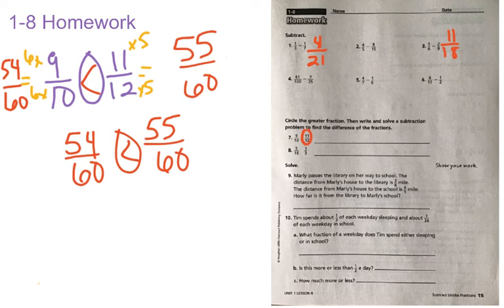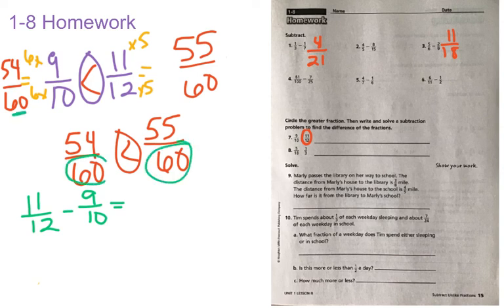And so we have a greater fraction, which is 11/12. So you could write this as 11/12 minus 9/10 is equal to. And then remember, you need a common denominator so that you can solve it. And we know that we had a common denominator here of what? 60. So 11/12 is really equal to 55/60 in our problem above here.